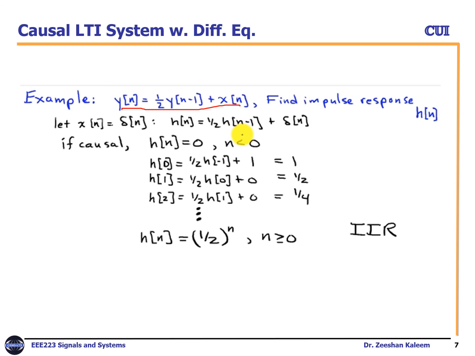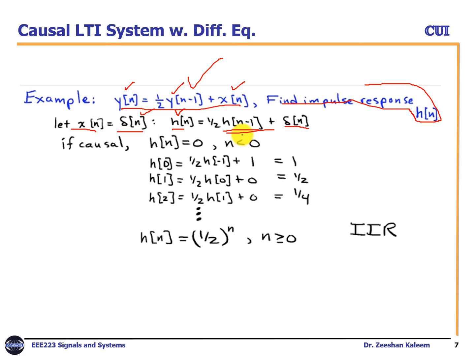Okay, now find the impulse response for this equation. So the question is, we have to find the impulse response h[n] of this system. To find the impulse response, the input should be an impulse, right? You know that. So let x[n] equal delta[n]. So put delta[n] here. So h[n] equals half h[n minus 1]. Instead of y[n], when you input the impulse, the output is named the impulse response. So in terms of y, we replace y[n] with h[n], and y[n minus 1] with h[n minus 1]. And for the input, we have delta[n].